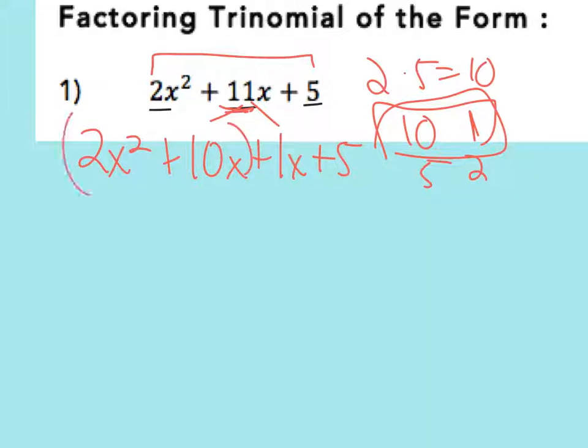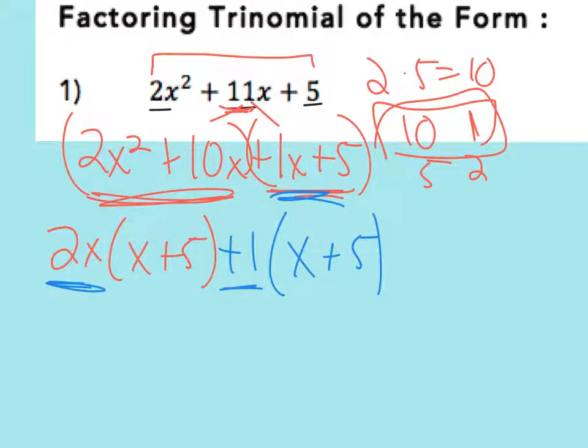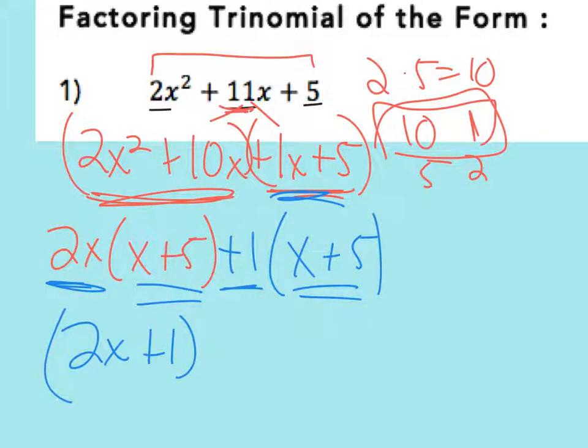So now parentheses around each pair. What's in common here? Well, 2x, and I'm left with x plus 5. What's in common here? Nothing, so I pull out a plus 1, and I'm left with x plus 5. Now take a look. What's on the inside is the same. So my factored answer becomes 2x plus 1, x plus 5.